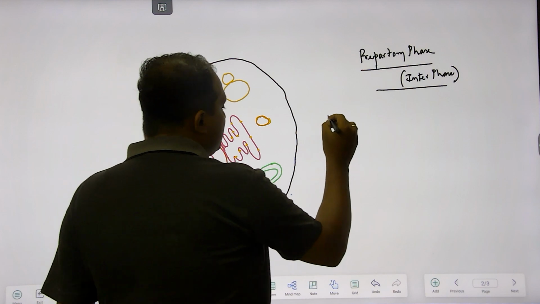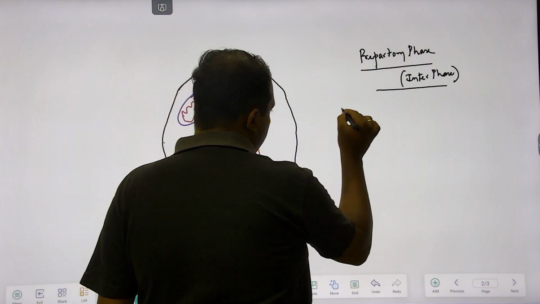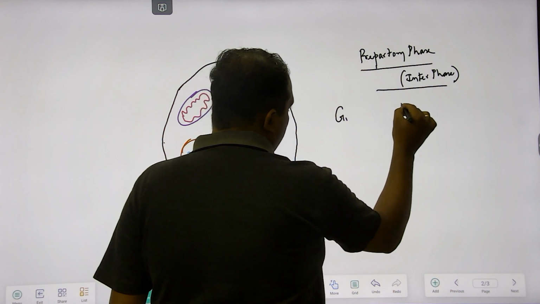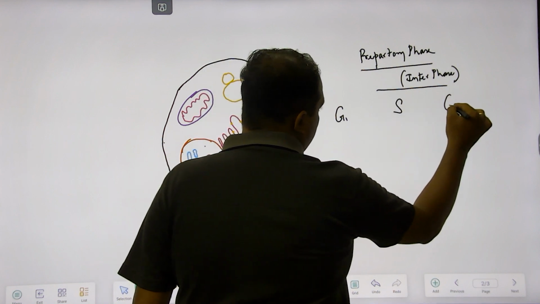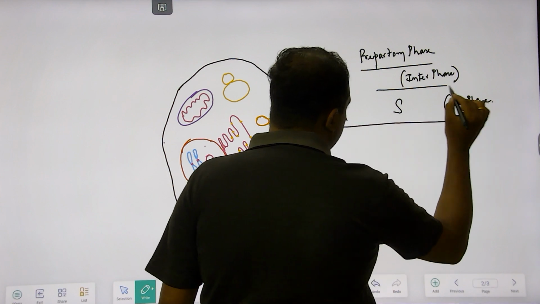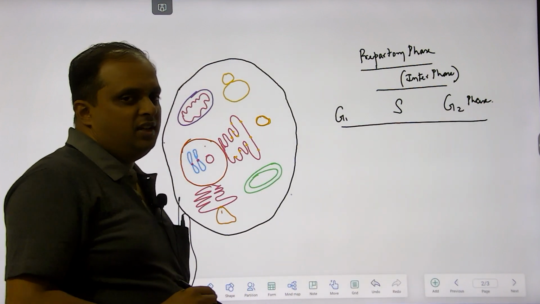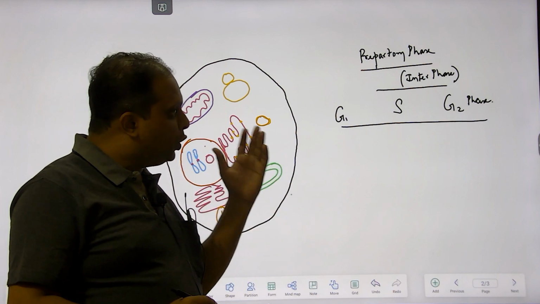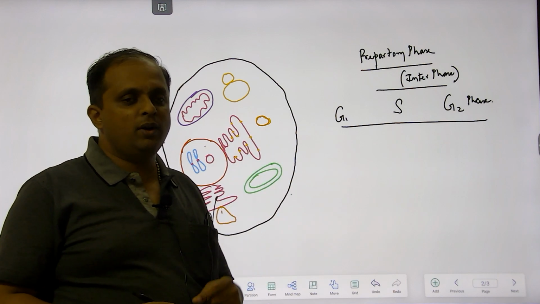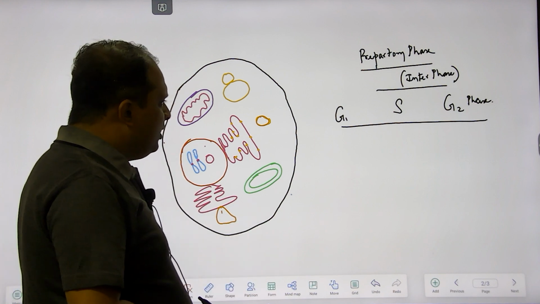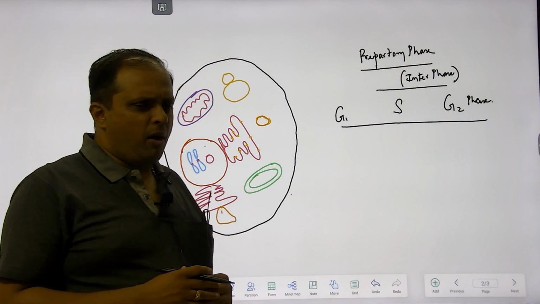So basically this has three subphases. One is the gap 1 phase, the other one is the S phase, and the other one is the G2 phase. So there are basically three different subphases in interphase: gap 1, gap 2, some people even call them growth 1, growth 2, and the middle one is what is called the S phase or synthetic phase. Let's have a very basic idea about it.